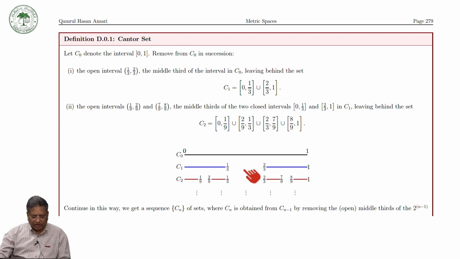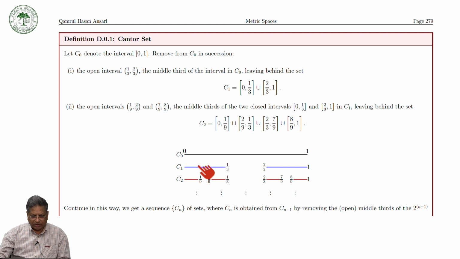Okay. Then what you will get? You will get C1. C1 is 0 to 1 over 3 and 2 over 3 to 1 closed interval. So C1 is equal to the closed interval [0, 1/3] union the closed interval [2/3, 1]. And then again you divide these closed intervals into 3 parts.